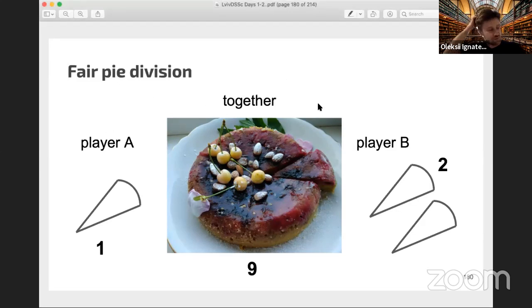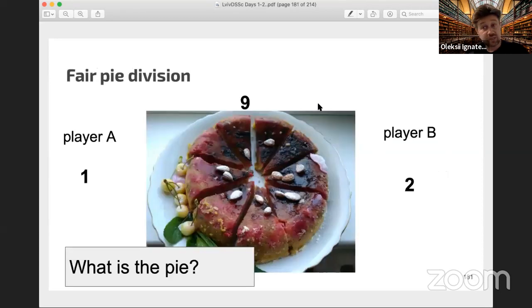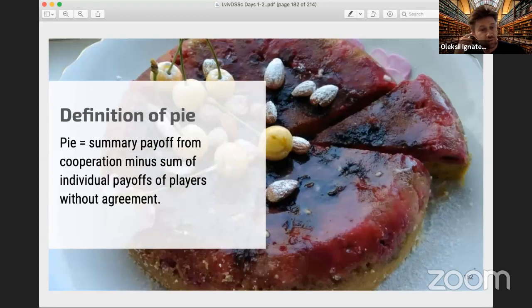And if you think about proportional allocations, then yeah, I can produce an example where proportional allocation does not work. Okay. So the definition of pie is the following: pie is the summary payoff from cooperation minus the sum of individual payoffs of players without agreement.